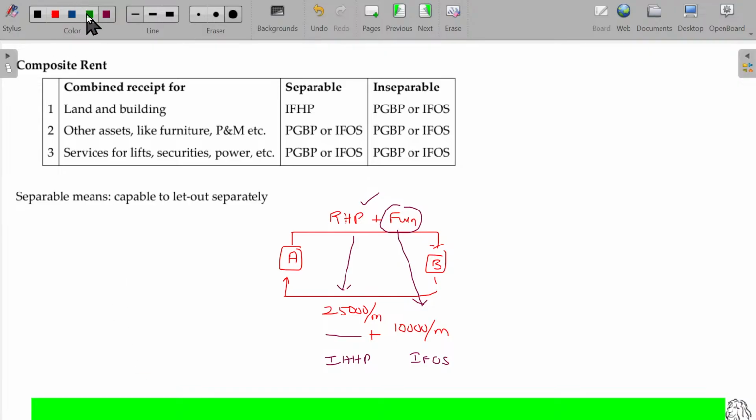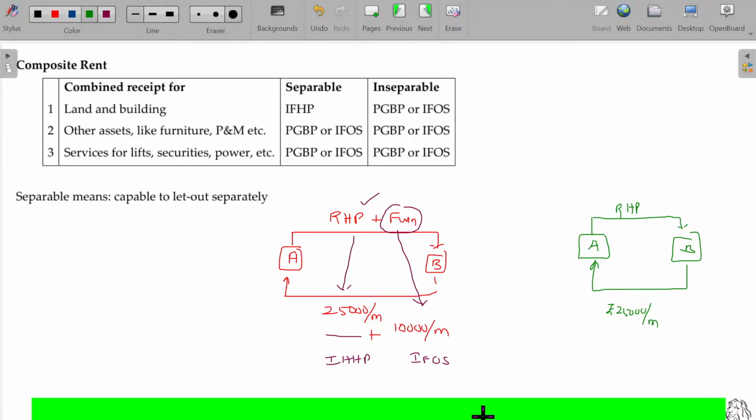Instead of this scenario, we'll assume the other scenario. A has multiple buildings. His nature of business is letting out, and letting out is the primary job for him. So he lets out his own residential house property to B, and he gets rupees 25,000 per month for the property.